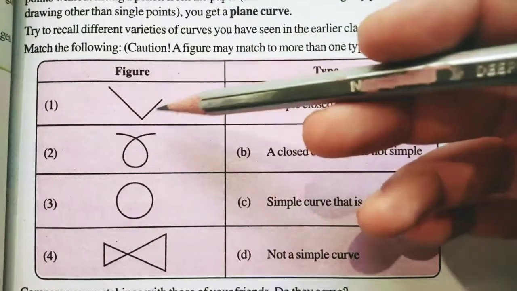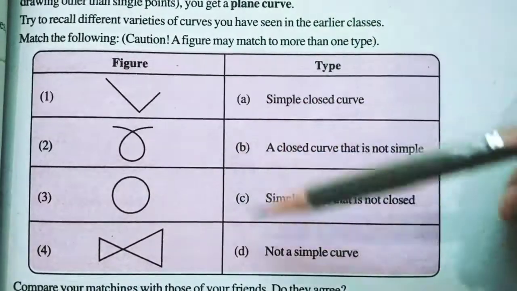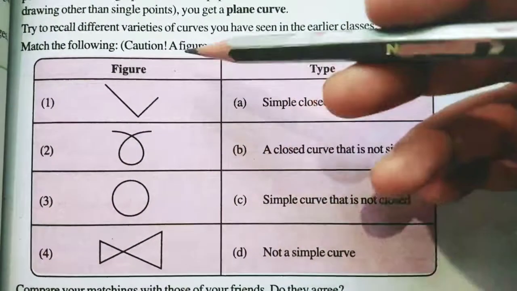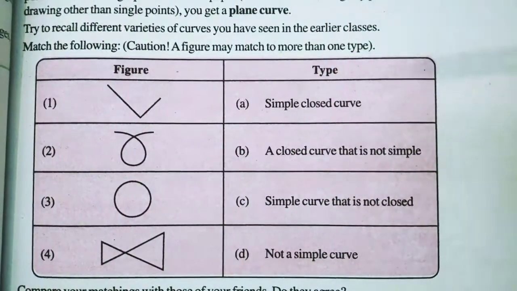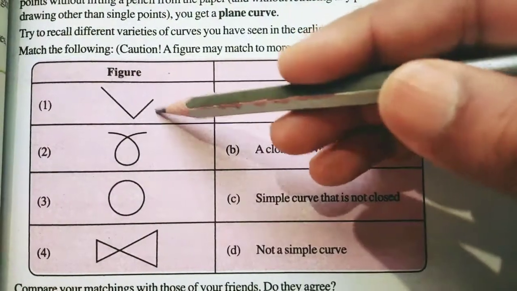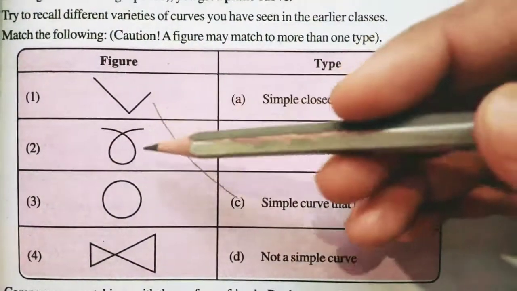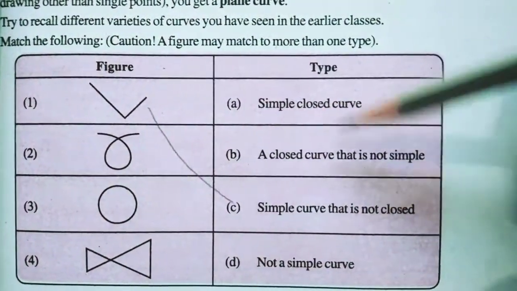This is also a curve because it is also a bending line segment. So it is a simple curve but not closed. It is an open curve, open figure. Next, this one. What type of figure is it? First of all, it is a simple curve that is not closed. So this figure is a closed curve, but it is not a simple closed curve.